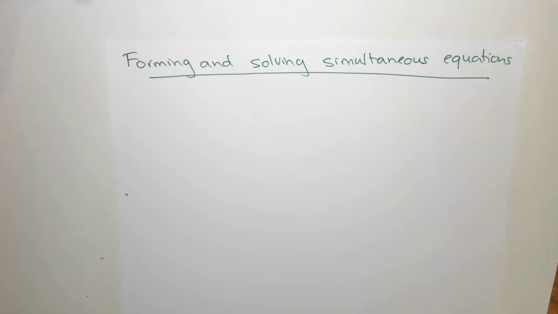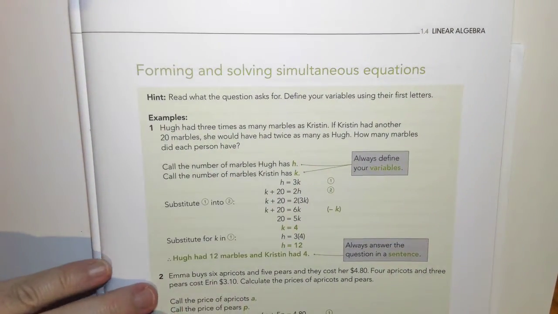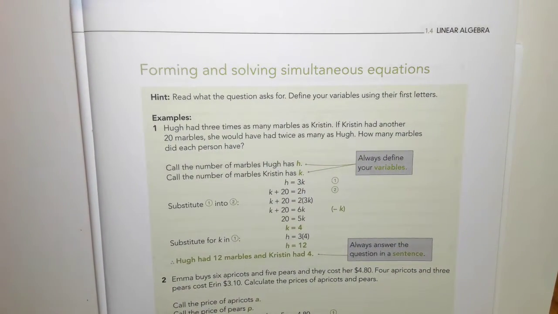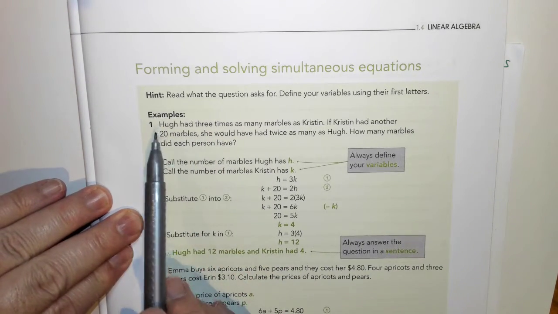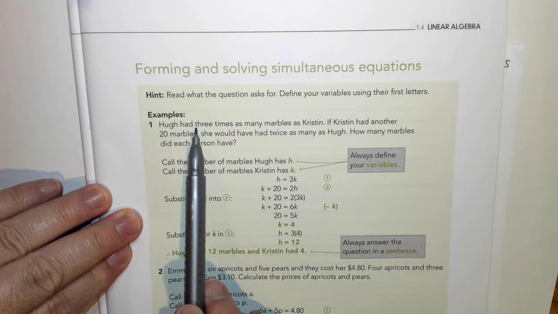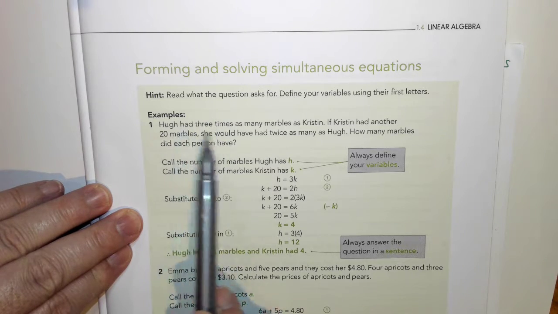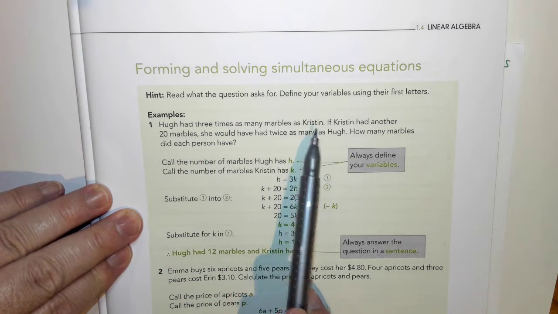We want to have a look now at how we form and then solve linear equations. So we need to be aware of some of the key words like we've talked about before. Let's have a look in this example. It talks about Hugh having 3 times as many, so there's our number, 3 times as many marbles as Kristen.